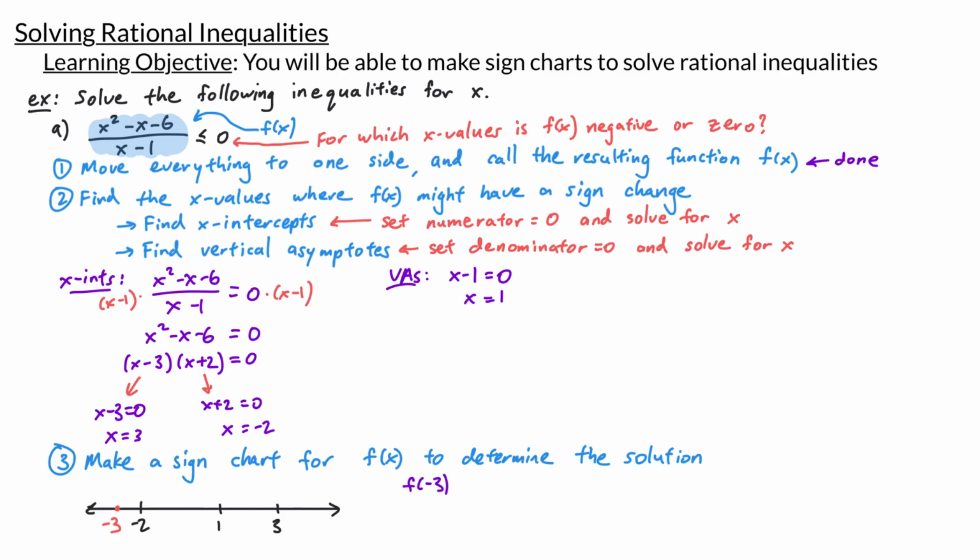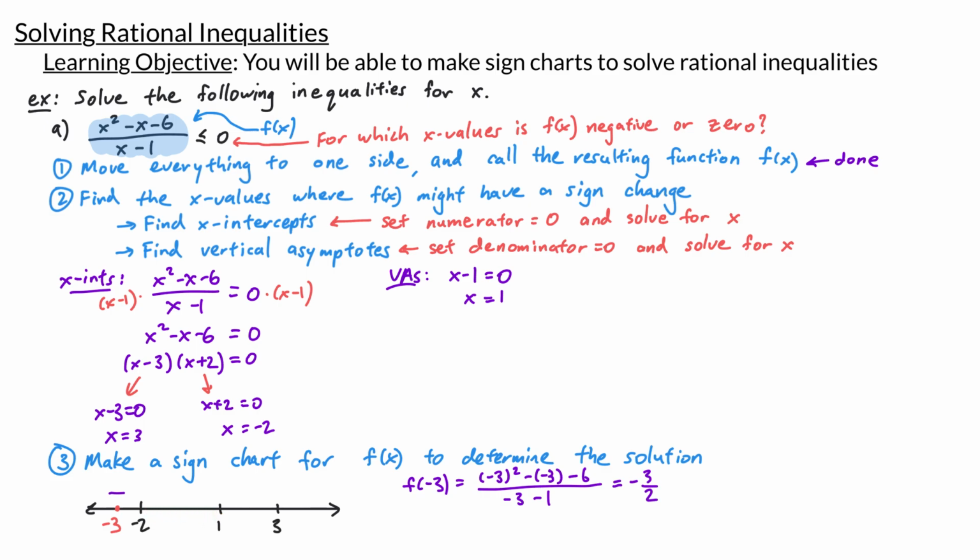f of -3 is equal to (-3 squared minus -3 minus 6) divided by (-3 minus 1). Plugging this into our calculators, we end up with -3/2 here. And since -3/2 is a negative number, we're going to draw a minus sign on this leftmost interval on our sign chart. Next, we can move on to our second interval, the x values from -2 to 1.